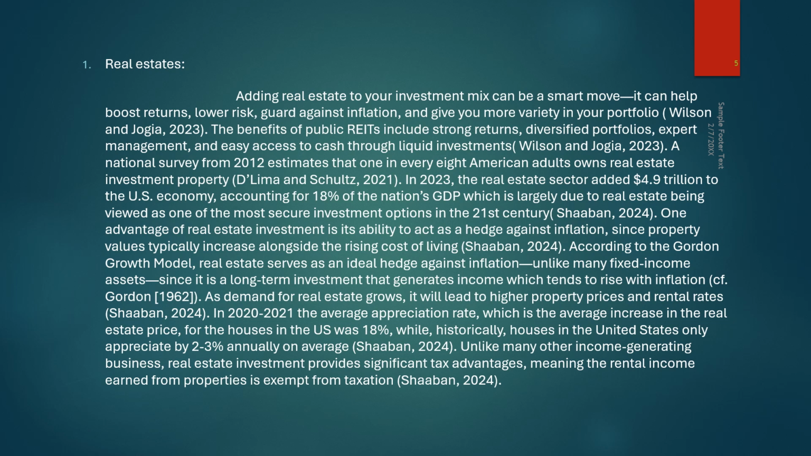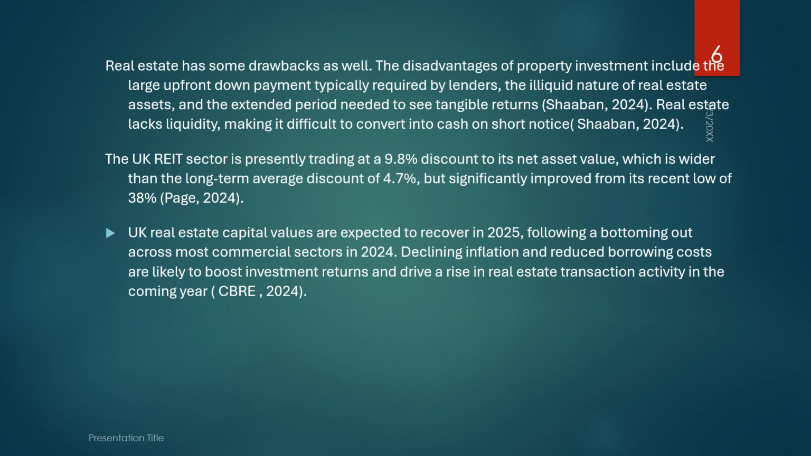In 2020 to 21, the average appreciation rate, which is the average increase in real estate prices for houses in the US, was 18%, while historically houses in the United States only appreciate by 2 to 3% annually on average. Unlike many other income-generating businesses, real estate investment provides significant tax advantages, meaning the rental income earned from properties is exempt from taxation.